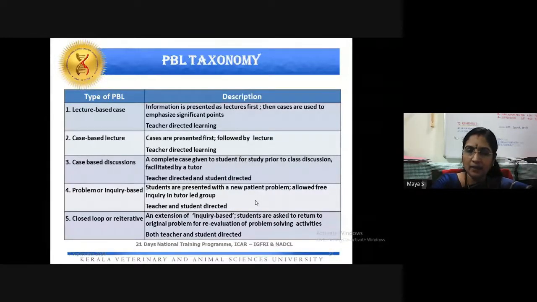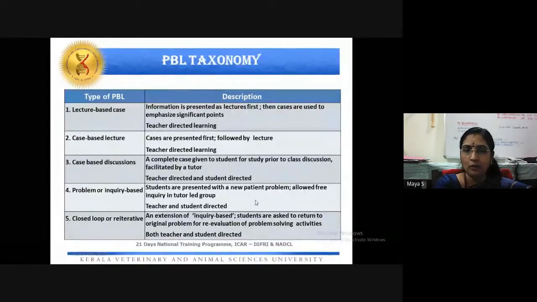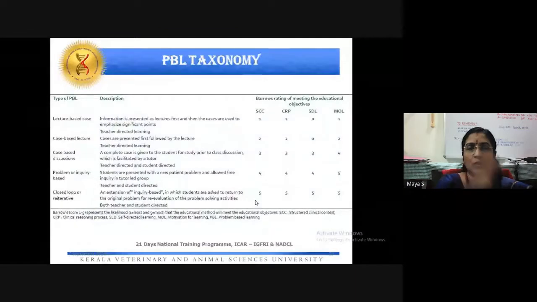Then a fifth one is a closed loop reiterative learning, wherein we will present a problem to the students. Through that problem, the student will learn that particular subject. Then at the end, we will come back to that original problem itself and we will verify whether all the learning objectives were met. Okay, so that is a revision of the problem introduced to the student. So five methodologies for PBL taxonomy or PBL learning.